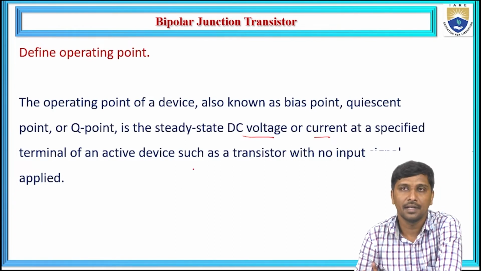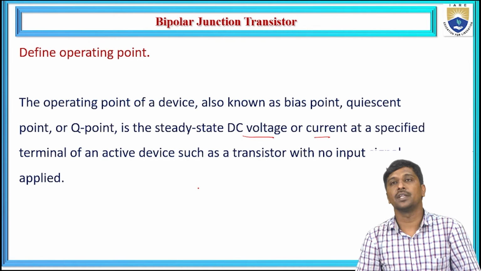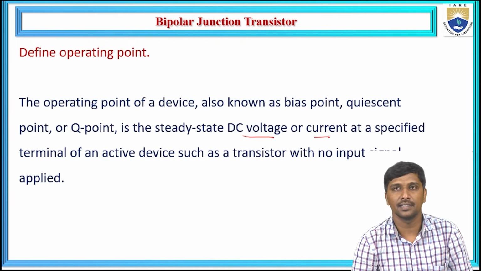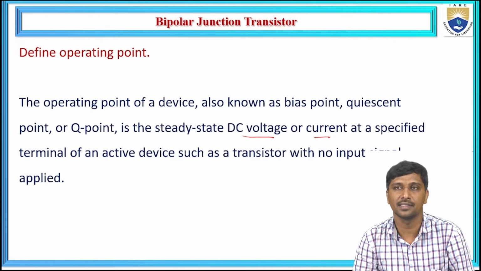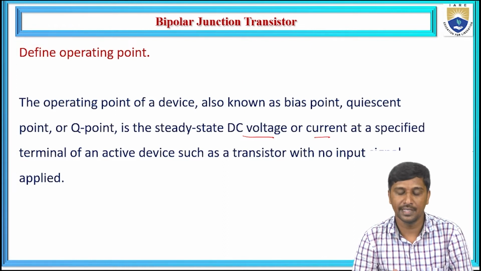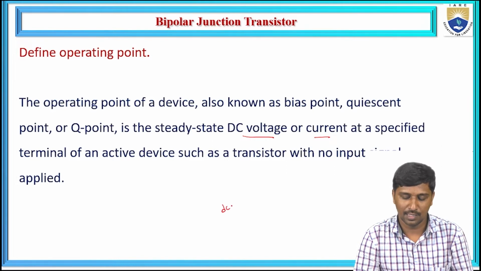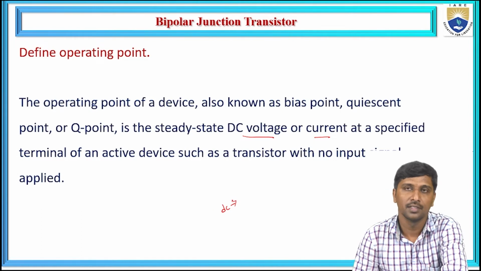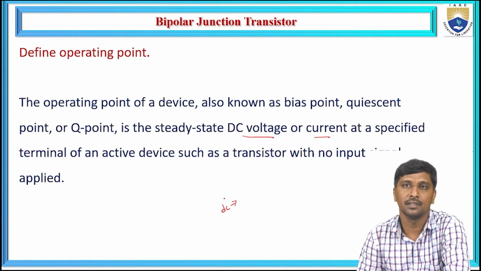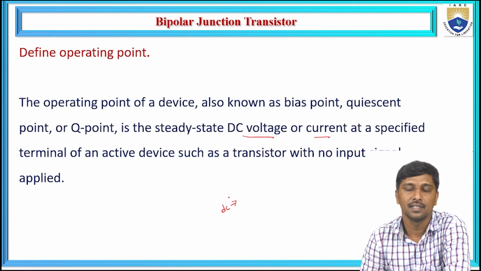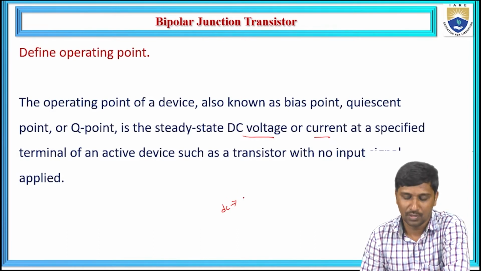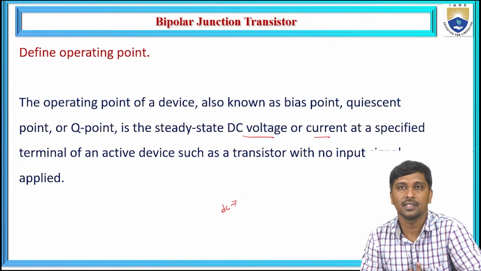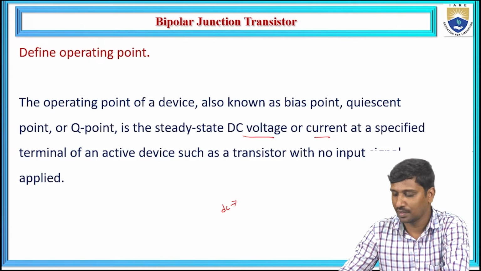First we need to configure the biasing condition. Under that biasing condition, in the absence of an AC signal, we need to find the DC load line. On that DC load line, we again need to find the particular operating point. Generally we know that the operating point is always at the center of the DC load line, so it is called the Q point, or the operating point.